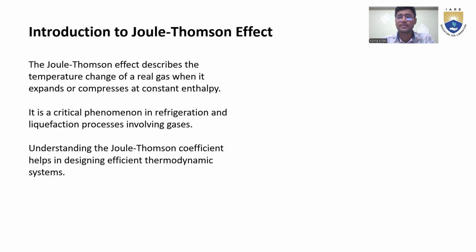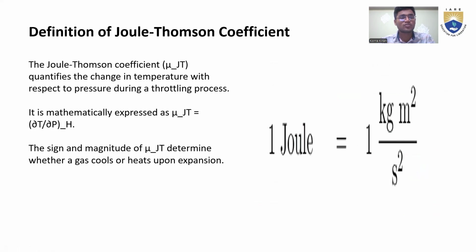The real gas can expand or compress. That was the main thing. And in the critical phenomena of refrigeration, that was the one thing we need to involve in the gases. The definition of the Joule-Thomson coefficient is nothing but the change in temperature with respect to pressure during the throttling process. The unit we can see here is 1 joule equal to 1 kg meter square per second square. And the sign convention also we need, the sign will be positive.